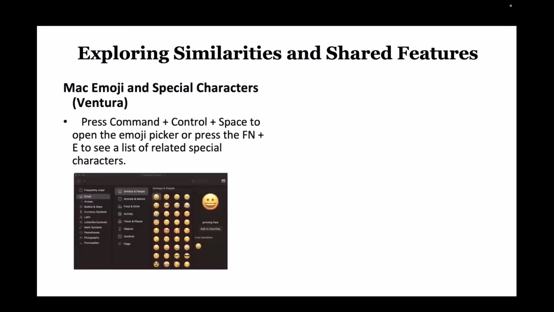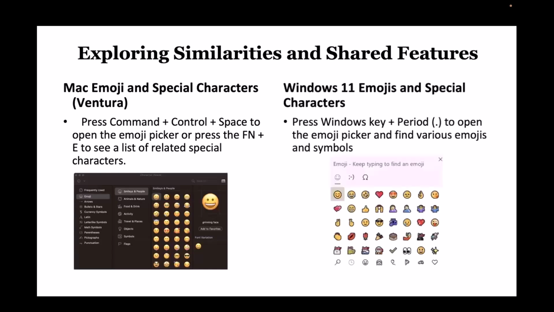If you want to use emojis on your Mac, you can do so by pressing Command plus Control plus Space to open the emoji picker, or you can press the function key plus E to see the list of related special characters. In Windows, you'll want to press the Windows key plus period to open the emoji picker and find various emojis and symbols.